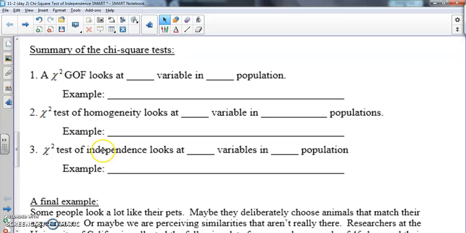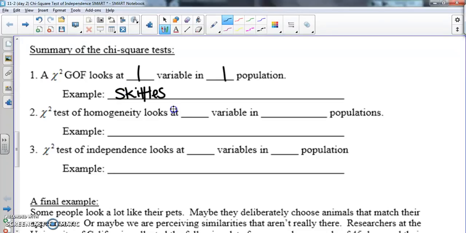So tomorrow you will get some examples where you have to read through the example to determine which is the best fitting test. So let's go over the differences between these. The first one we talked about, the chi-square goodness of fit, looks at one variable in one population. The example we did was the Skittles example, the very first day.